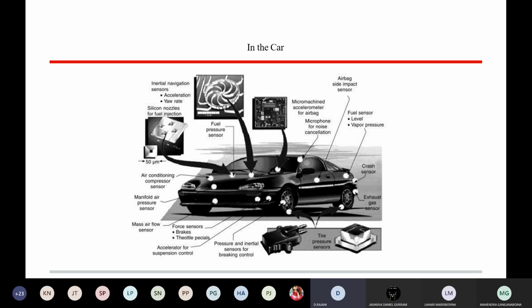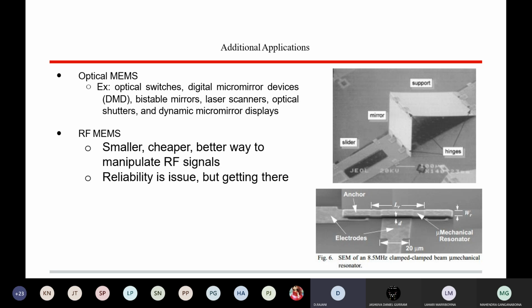Another application we can take is inkjet printers. With inkjet printers, you take printouts of slides or share your printouts. Another application is video projectors. For that also you can make video projectors by using the MEMS technology. That is one more application of MEMS technology. Another one is optical MEMS. Optical MEMS means optical switches and digital micro mirror devices, bistable mirrors, laser scanners, optical shutters, and dynamic micro mirror displays. These all belong to optical MEMS.